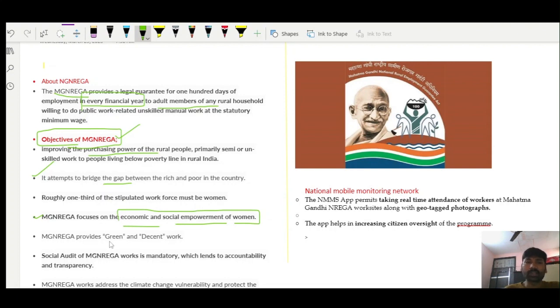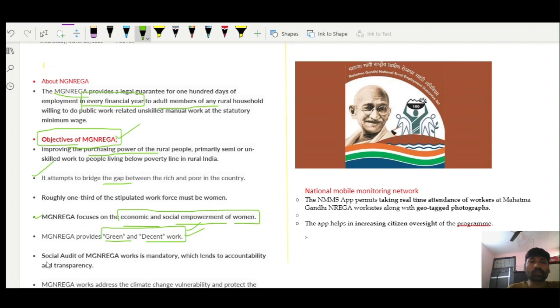MGNREGA provides green and decent, sustainable work because they work on restoration of canals and works related to recharging the underground water tables. They also work on afforestation activities. So they generate community resources, improve the existing community resources, and maintain the resources.